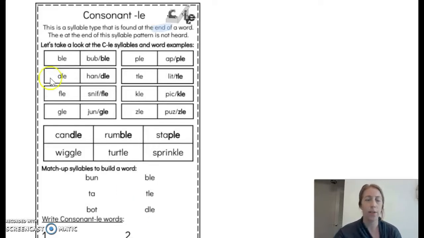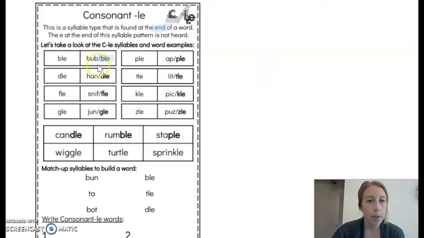So let's take a look at those examples again, but then seeing them in a word. Now in this section, you'll notice I have a slash that represents a syllable break. So we've got two syllables. So pay attention for that. And I'm going to look at this first one. I'm even going to highlight it.